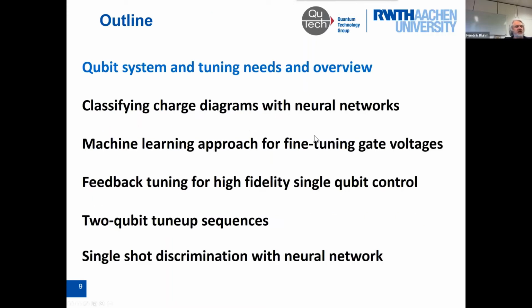Okay, so here's the outline. I've just given a brief overview of the qubit systems. I'll elaborate on that where needed, and on what the tuning needs are. And then we'll cover these 5 different aspects that need to be tuned on the way from forming a quantum dot to operating it as a qubit.